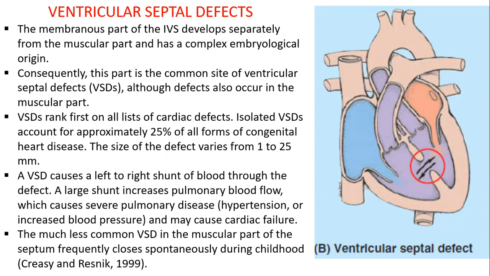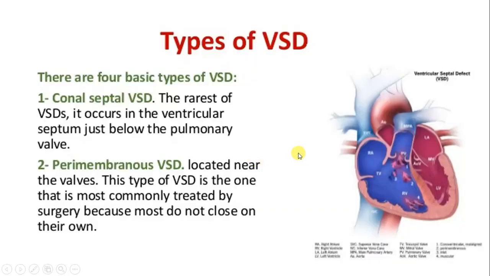The much less common VSD is in the muscular part of the septum. Frequently they close spontaneously. If the VSD is only 1 or 2 millimeters, it can close on its own. But larger VSDs need to be treated and repaired through surgery.